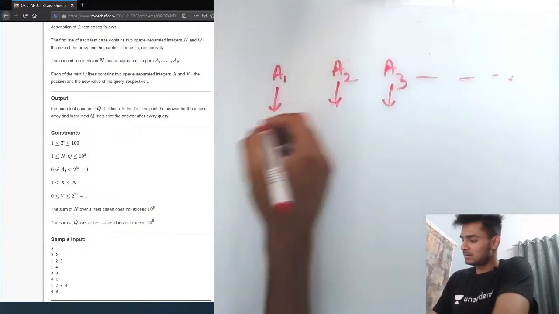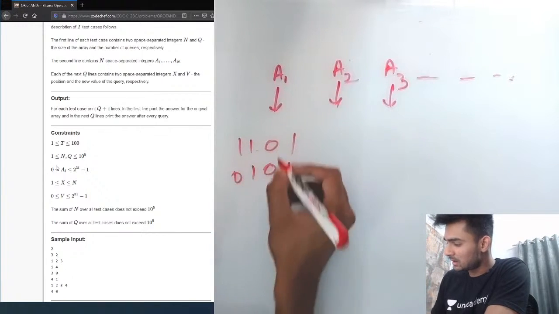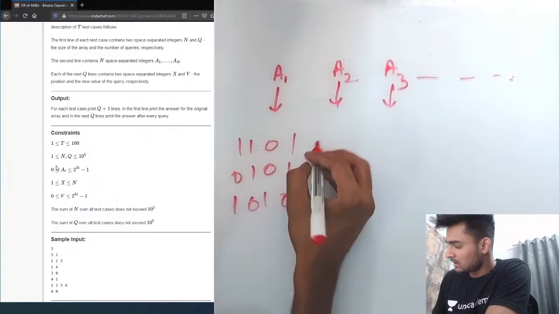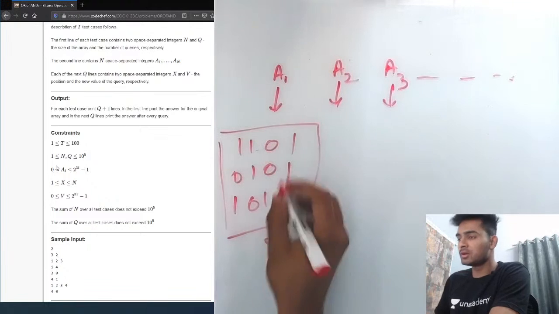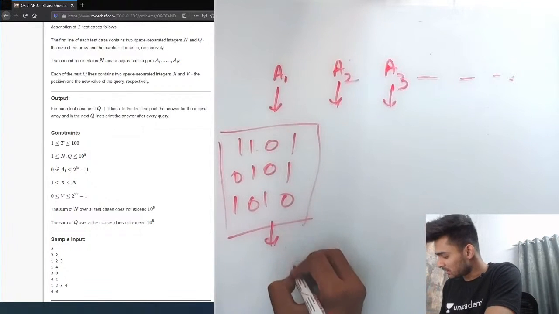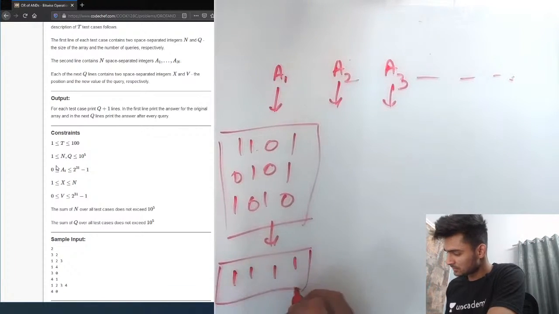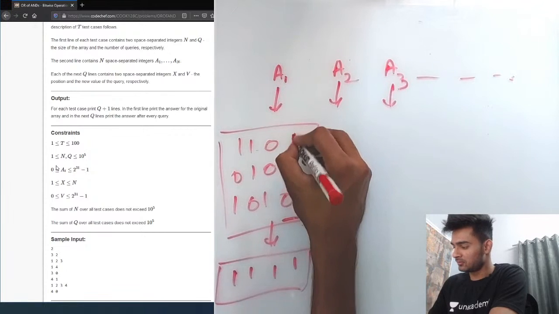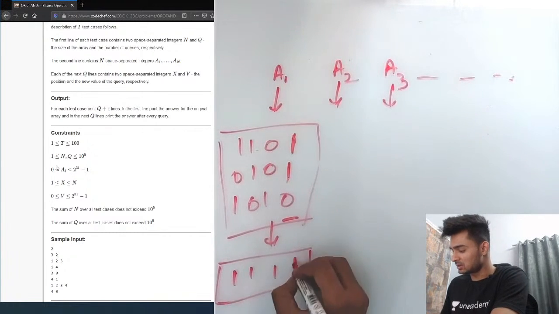Let's say we had A1 as 1101, A2 as 0101, and A3 as 1010. Now let's find the OR of all these values. The OR of all these values is actually going to become 1, 1, 1, and 1, because we had the zeroth index set from this one and this one. Therefore, the zeroth index for the answer is also going to be set.